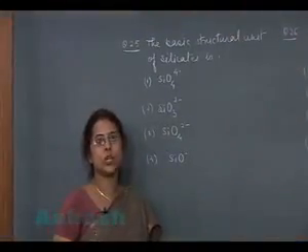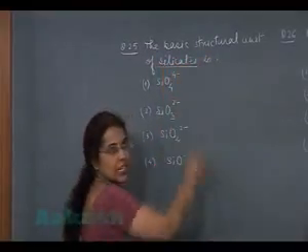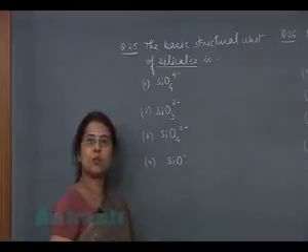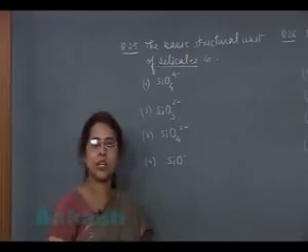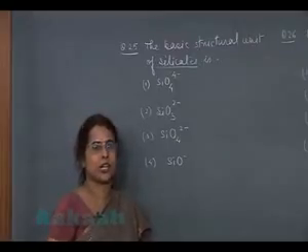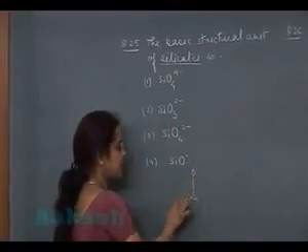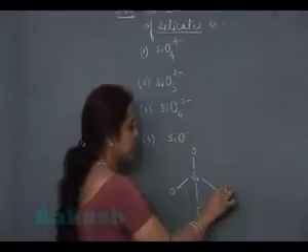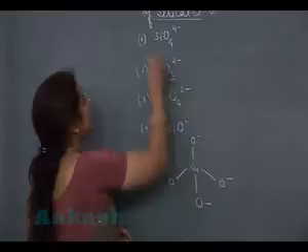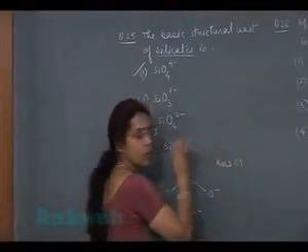Now let us see the question number 25. The basic structural unit of silicates. Silicates may be orthosilicate, pyrosilicate, chain silicate, ring silicate, two-dimensional silicate or three-dimensional silicate. But all the types of silicates are made up of tetrahedral SiO4 unit. This is the structural unit of silicate. So correct option is first option. So answer should be 1.